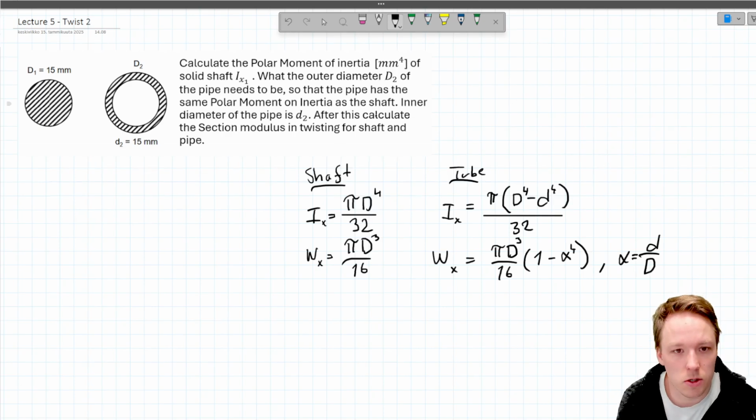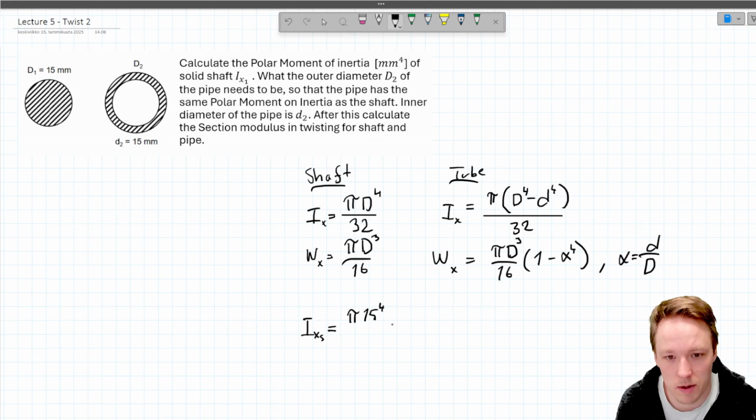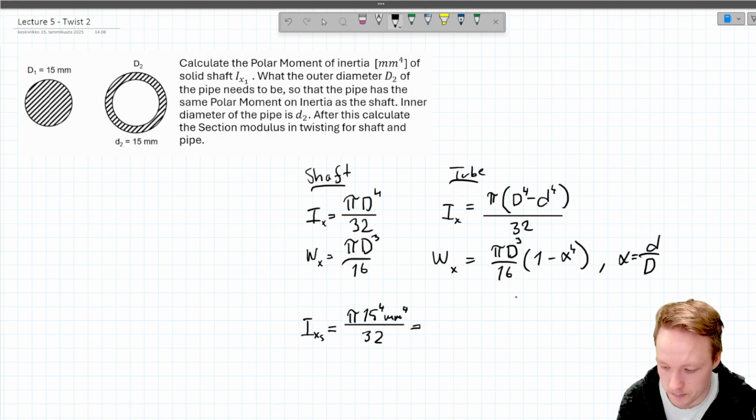Okay, so now we can easily calculate the Ix for the shaft. So let's call it Ix S, like shaft, and that one will be pi times 15 to the power of 4. The diameter is 15 millimeters, to the power of 4, divided by 32, which equals 4,970 millimeters to the power of 4.